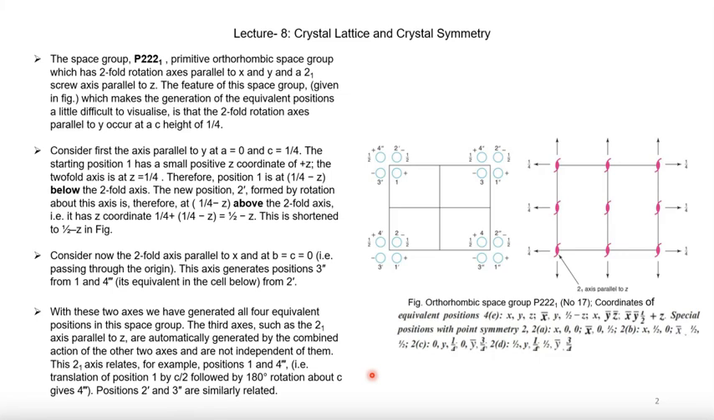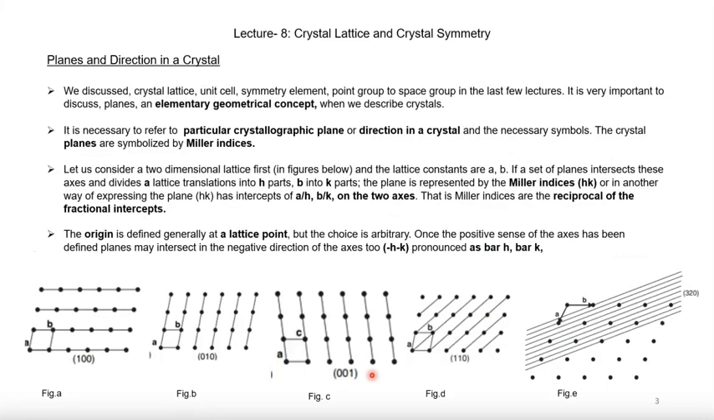Now I go to the next class. To talk about crystal structure, very important elementary geometrical concepts are needed. We call them planes. There are these planes, and the directions in a crystal. What does it mean, the planes, and what are the directions in a crystal? That is what we have to talk about. It is a very, very important concept when you determine the crystal structure.